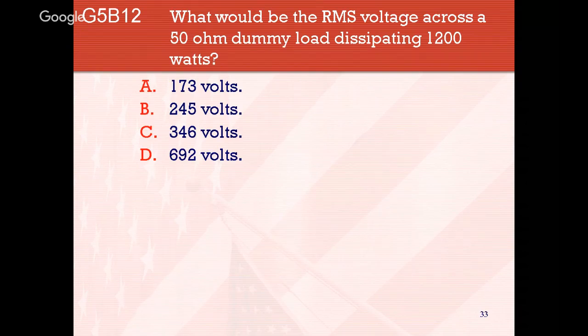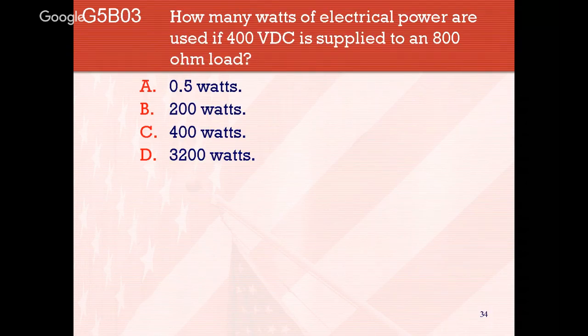What would be the RMS voltage across a 50-ohm dummy load dissipating 1,200 watts? If you remember your formula, or if you just memorize the answer, answer B, 245 volts, is the correct answer there. Again, those can be switched around. How many watts of electrical power are used if 400 volts DC is supplied to an 800 ohm load? Working your formula, you're multiplying 400 by 400, dividing by 800, and you come up with B, 200 watts.